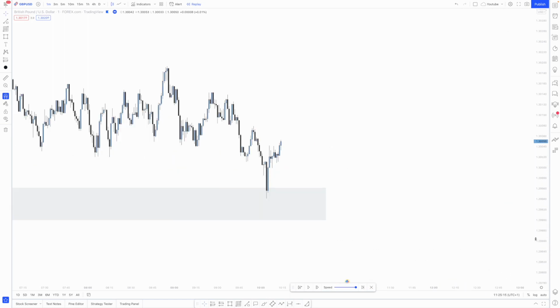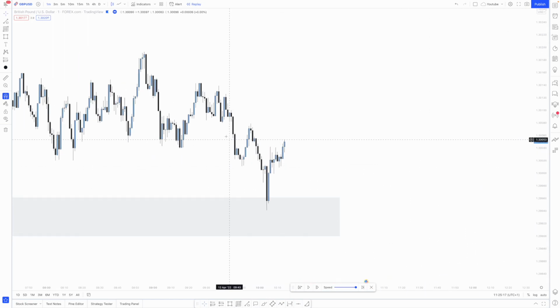So if I zoom in again, as you can see, we come down, we pull back, we then break the low, but we don't break the high before we break this low. What we do, again, we break the low and then tap into the demand zone. So this right here would be our CHoCH down.